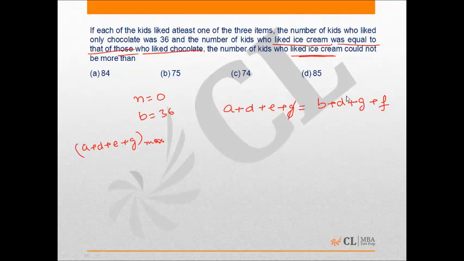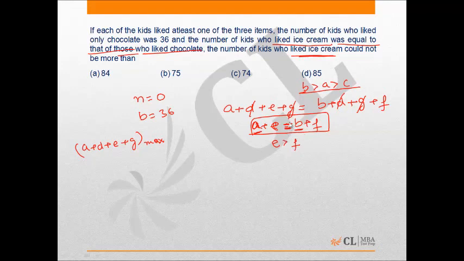So G will cancel out and D will cancel out, right? So A plus E is equal to B plus F. Now I know that B is greater than A. So in order to hold this equation as true, I could easily say that if B is greater than A, E has to be greater than F in order to hold this equality, right?